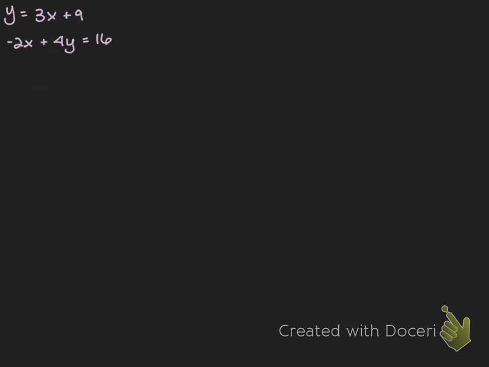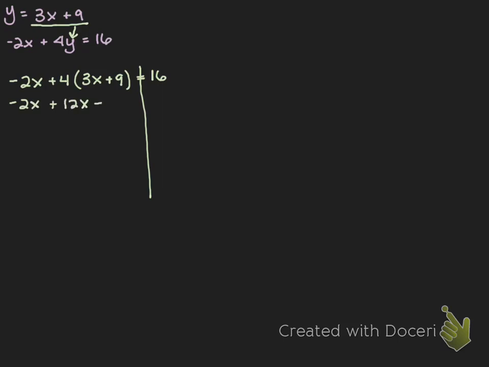For our next example, we're going to look at a case where we have only one equation solved for the y variable. So in this case, we know that y equals 3x plus 9. Since we know this, we can plug in our 3x plus 9 for the y variable in the second equation. So this will give us negative 2x plus 4 times the quantity 3x plus 9 equals 16. From here, we're going to want to distribute out our 4 so we can start simplifying our equation and solving for x. This will give us negative 2x plus 12x plus 36 equals 16.